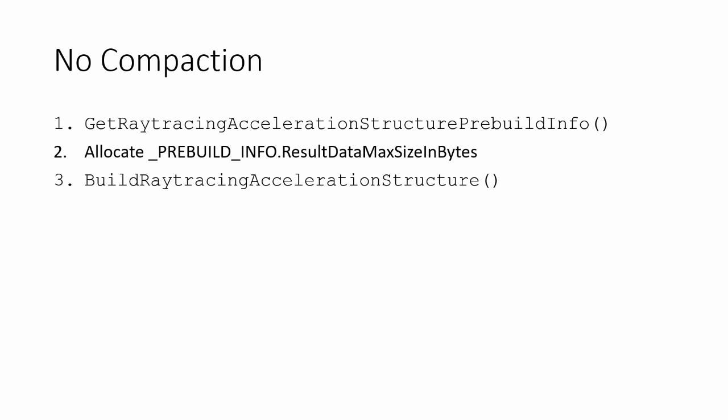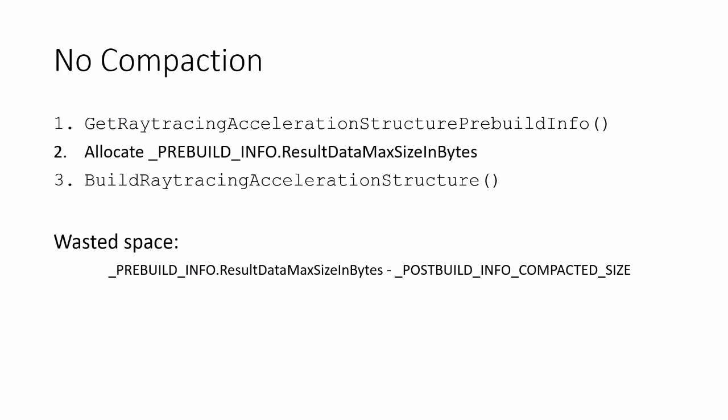The simplest allocation approach is just not to bother with compaction. You call the get pre-build info, allocate the maximum size that it said you need, call build, and you're done. That's pretty straightforward. But you're going to waste the difference between the result data max size that was estimated versus the actual compacted size after the build finished. If you're okay with wasting that space, totally fine. It's reasonable to do this.